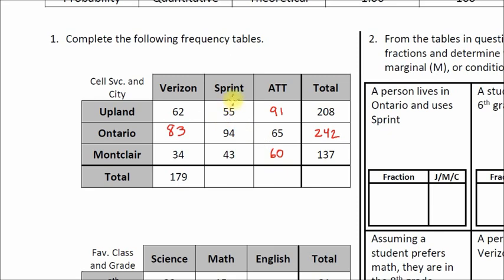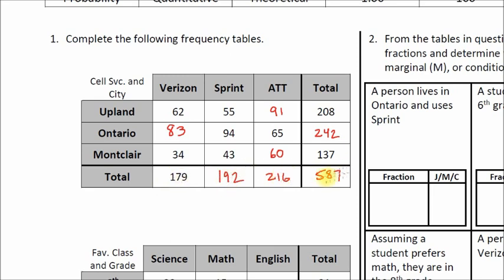And now you can just total these columns up. Add these three numbers together, you get 192. Add these three together, you get 216. And now I'm going to add 208, 242, and 137. I'm going to get 587.